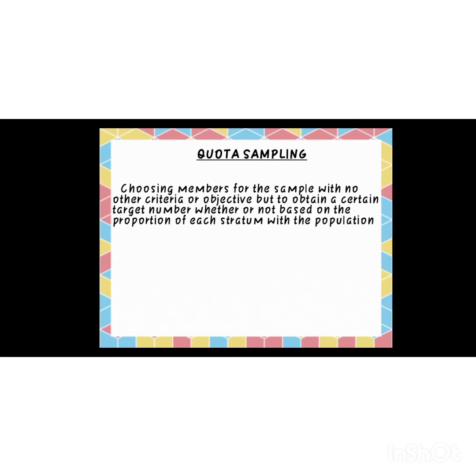Okay, so yung quota. The quota sampling is choosing members for the sample with no other criteria or objectives but to obtain a certain target number, whether or not based on the proportion of each stratum within the population. For example, nagbebenta ka. Kasi yung quota mo, makabenta ka ng 3 dozen ng itlog. For example. Okay, so kailangan mo makabenta ng 3 dozen na itlog. Okay, so kukuhanin mo yung 3 dozen. Clear? So, that's all for today.